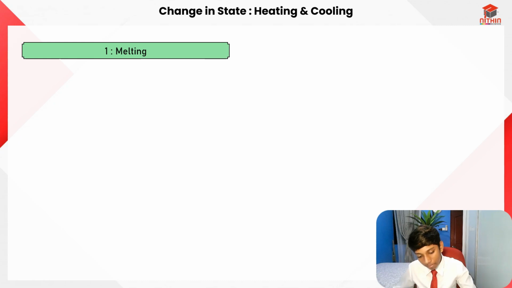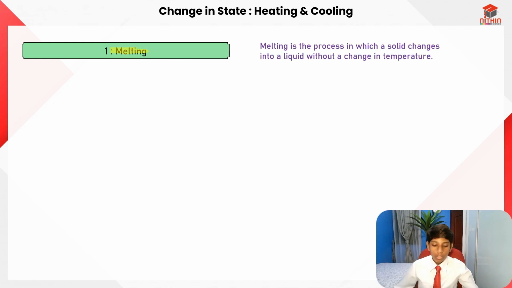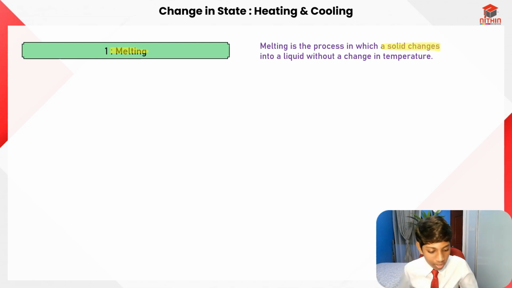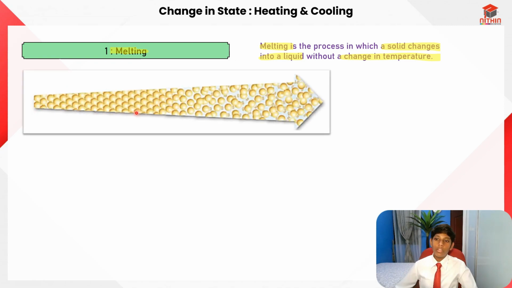First off, let's take a look at melting. What is melting? Melting is the process in which a solid changes into a liquid without a change in temperature. So that's melting for you. Let's take a look at it. From very closely packed particles with strong forces of attraction to a more liquid-like state, you can see how the space between the particles changes, and how the speed and the free movement of the particles change.